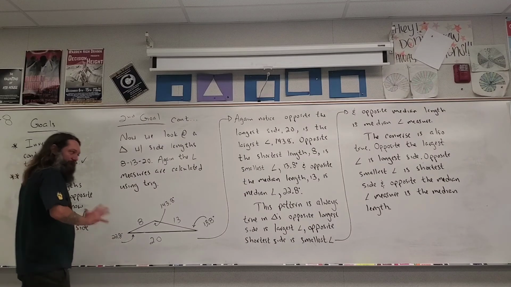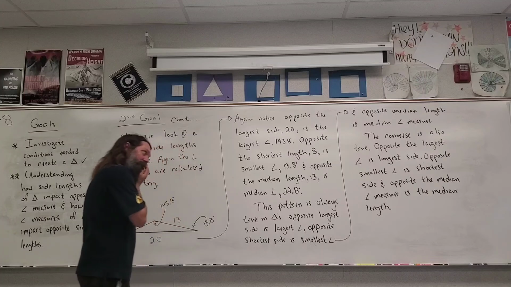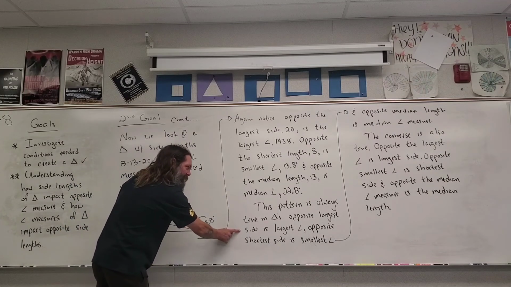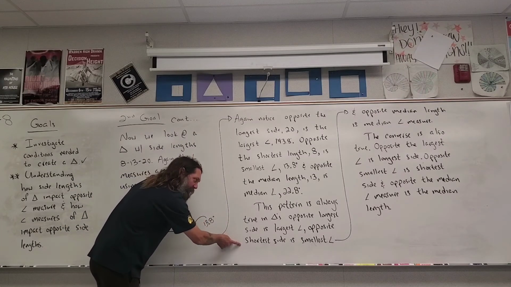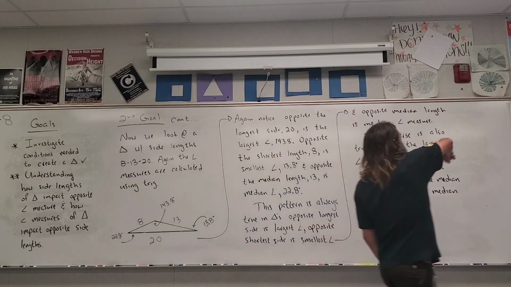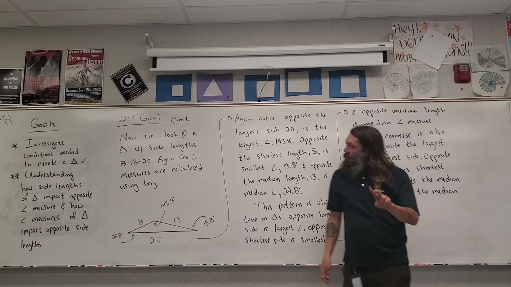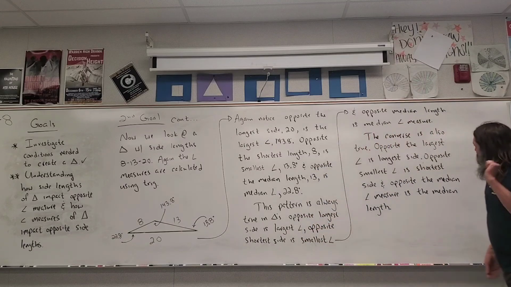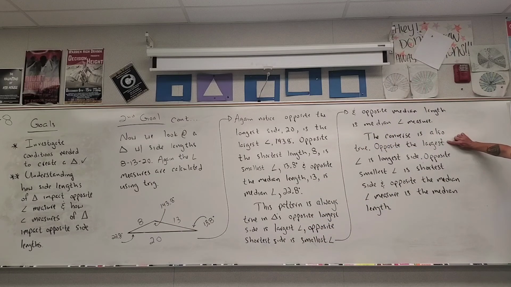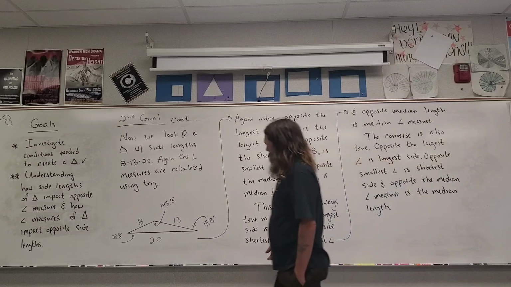This pattern is always true in triangles. Opposite the largest side is the largest angle, opposite the shortest side is the smallest angle, and opposite the median length is the median angle measure. It's always true. Now the converse, remember, converse is a fancy way to say you switch the order. The converse is also true. Opposite the largest angle is the longest side, opposite the smallest angle is the shortest side, and opposite the median angle measure is the median length side.